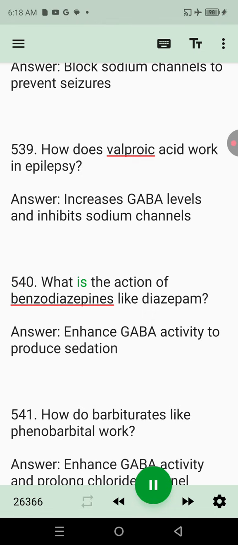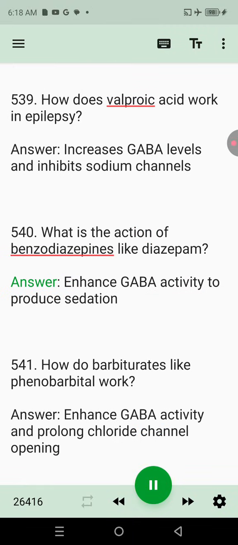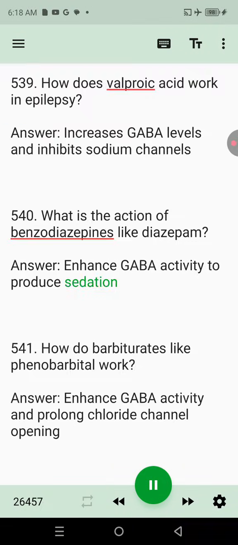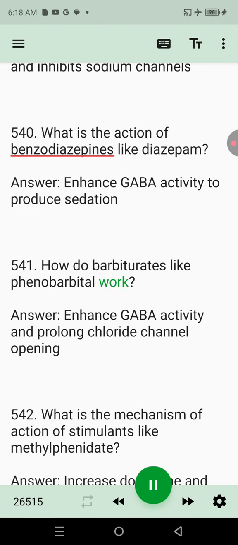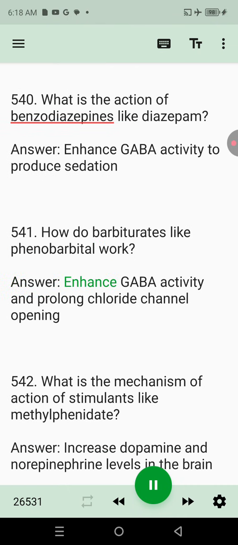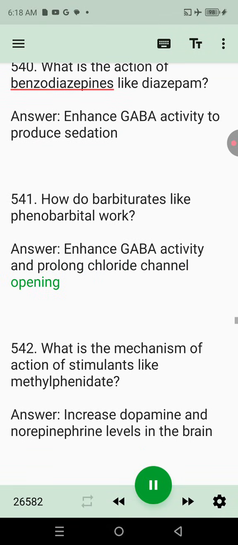540. What is the action of benzodiazepines like diazepam? Answer. Enhance GABA activity to produce sedation. 541. How do barbiturates like phenobarbital work? Answer. Enhance GABA activity and prolong chloride channel opening.